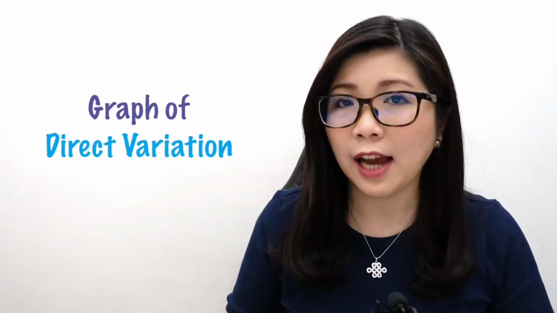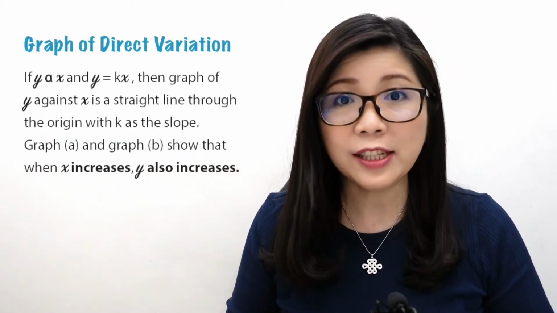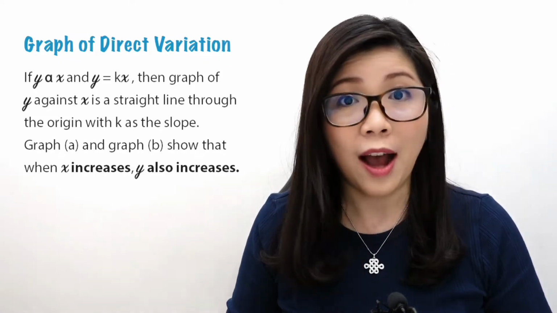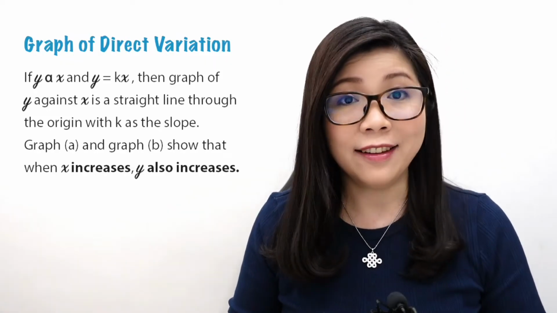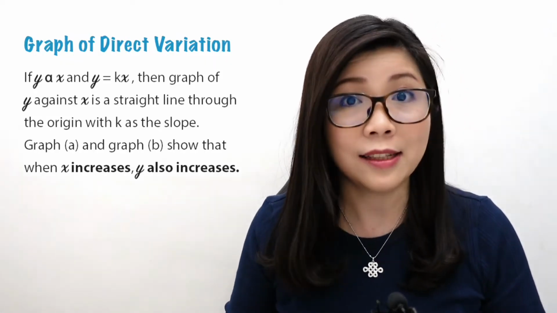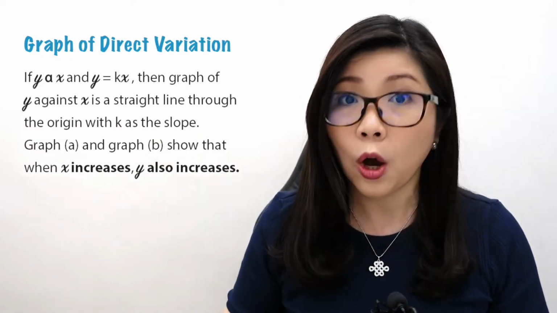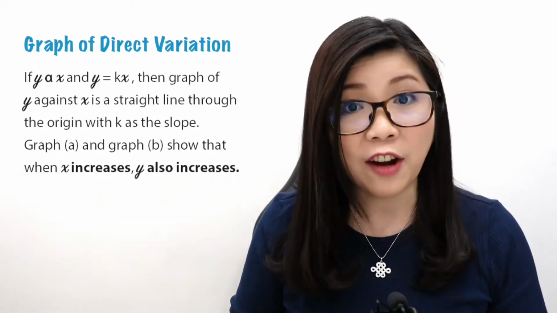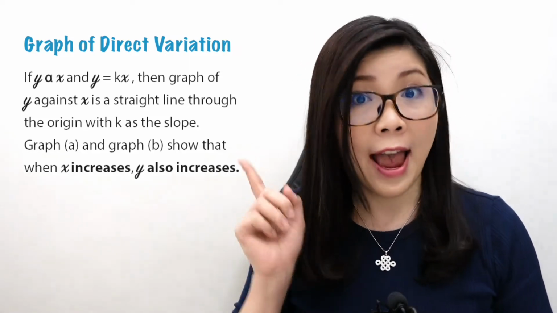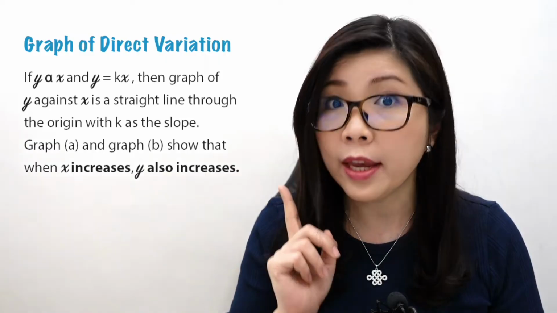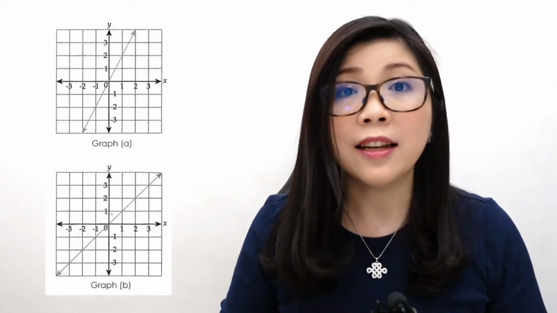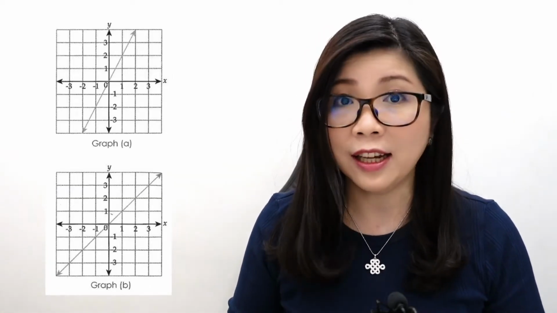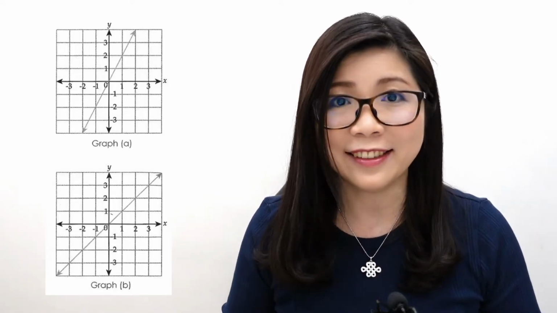Let's look at the graph of direct variation. If y varies directly as x, and therefore y is equal to kx, then the graph of y against x is a straight line through the origin with k as the slope. Graph A and graph B show that when x increases, y also increases. The gradient of graph A is greater than the gradient of graph B. Hence, the k in graph A is greater than the k in graph B.